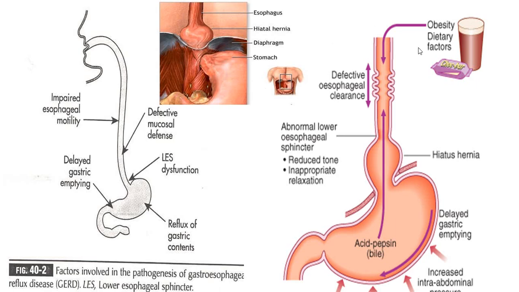So all those factors are again shown here very nicely. Obesity and dietary factors will have an effect more on the lower esophageal sphincter, defective esophageal clearance, hiatus hernia, reduced tone in the lower esophageal sphincter, delayed gastric emptying, increased intra-abdominal pressure, increased acid production, etc. All will be responsible for GERD. So these become very, very important factors.